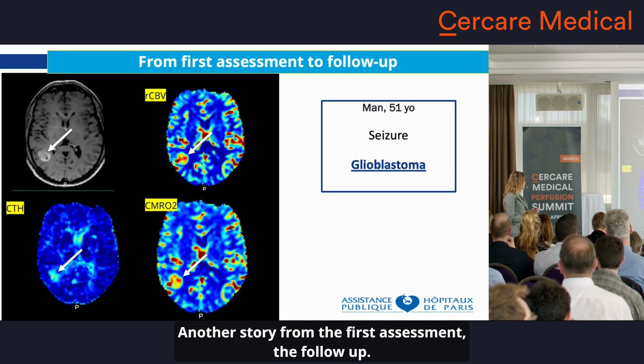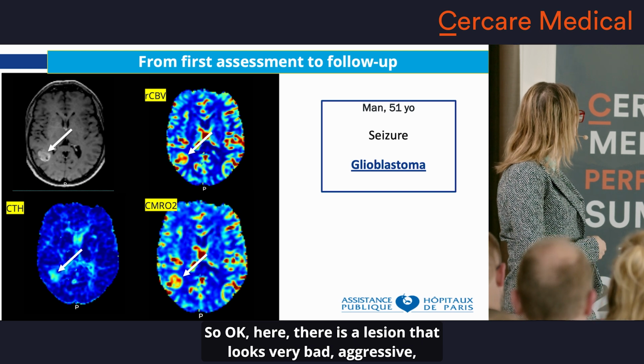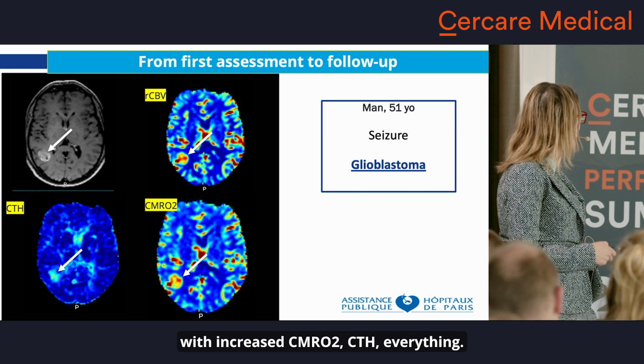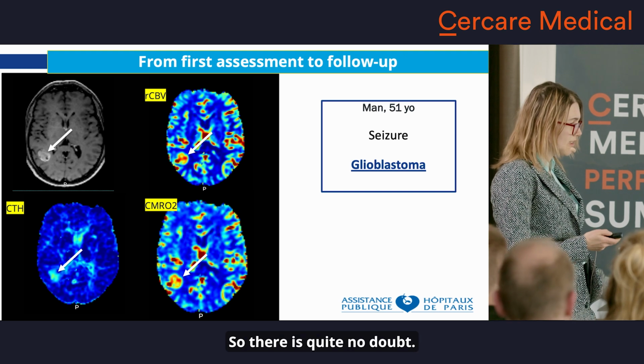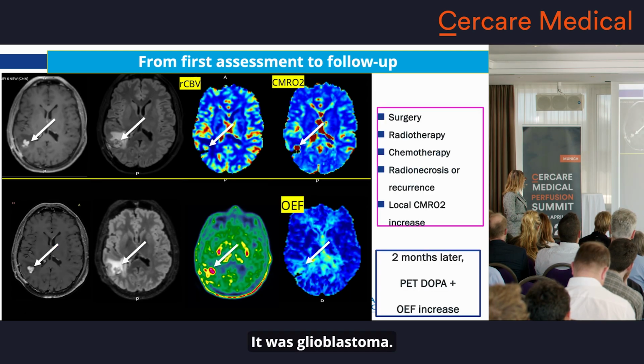Another story from the first assessment to follow up. Here there is a lesion that looks very bad, aggressive, with increased CMRO2, CTH, everything. So there is quite no doubt. The patient was operated. It was glioblastoma.